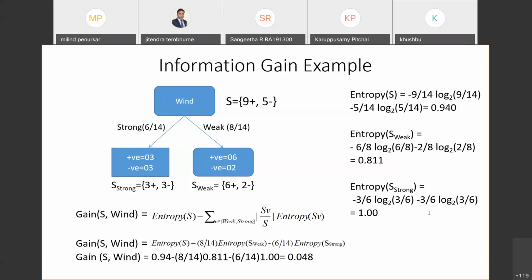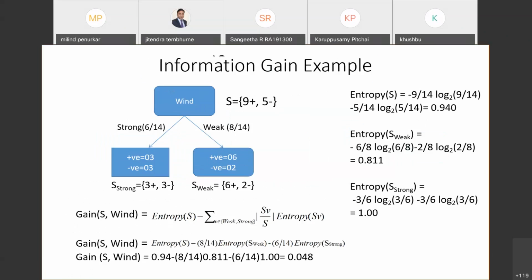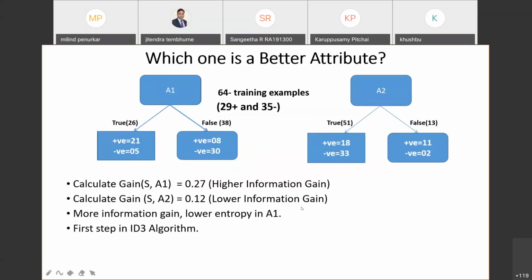So any doubt in this case? Now this I have calculated for one of the attributes. This needs to be calculated for all the attributes. Once you calculate it for one attribute, you will be able to calculate for all the attributes. But after having calculated this and considering the root node, let's see what happens next. I have taken one example where for A1, gain S comma A1 is 0.27. How has that come? Again, based on the calculation of these entropies. And gain S comma A2 is 0.12, which is lower information gain. So I can choose A1 as the attribute: more information gain, lower entropy in A1. Therefore, I would choose A1 as my base attribute. So this becomes the first step in my ID3 algorithm: choosing the base attribute among the set of attributes which are available. So that is first, right?